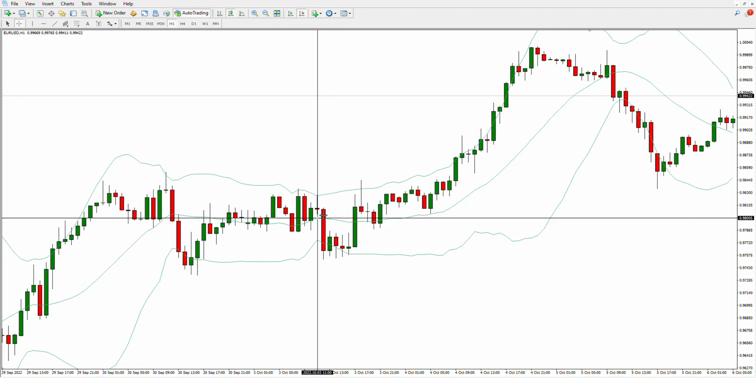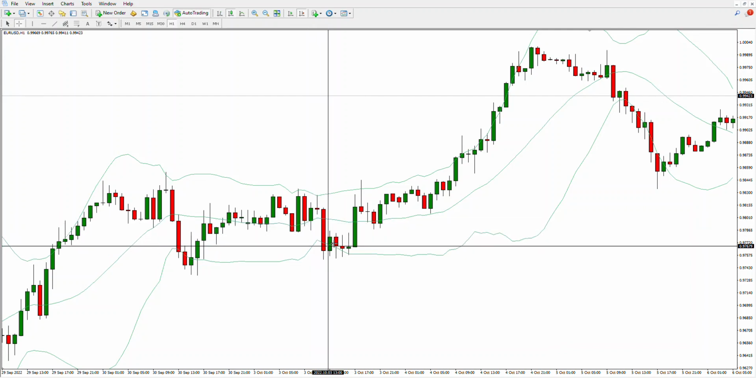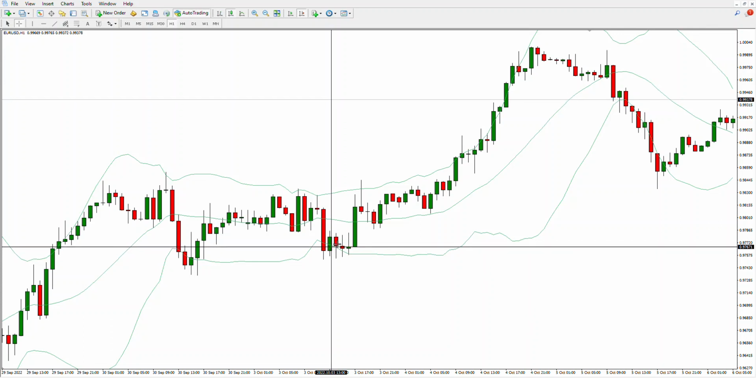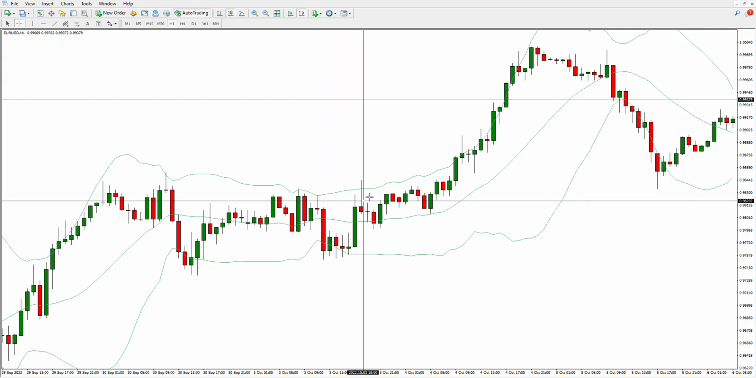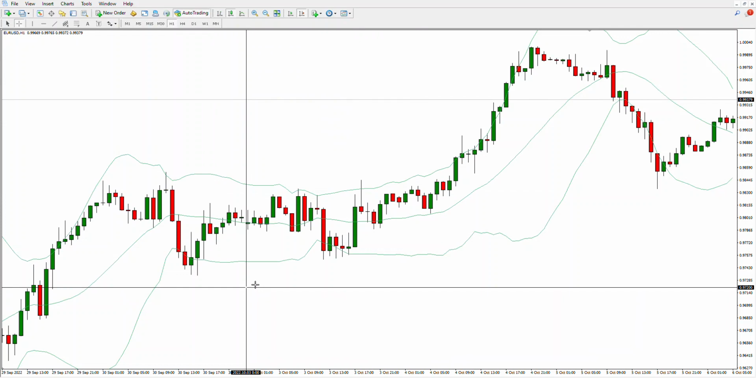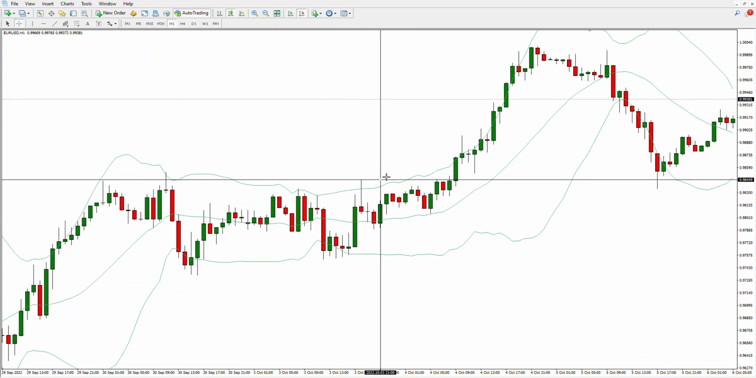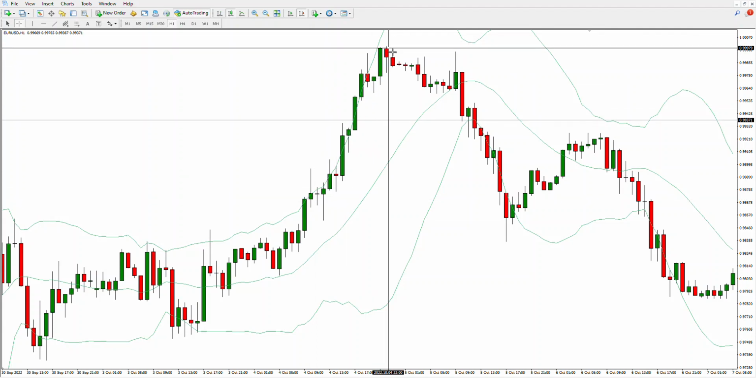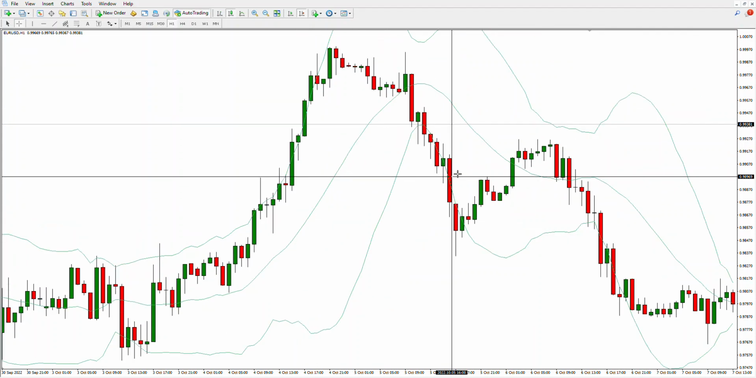and exited either at the middle or the lower band, and again could have taken a buy trade here when price broke through the lower band again and exited at the middle band or the upper band. So in this scenario would have been perfect for range trading, whereas here there were two really good breakout trades.